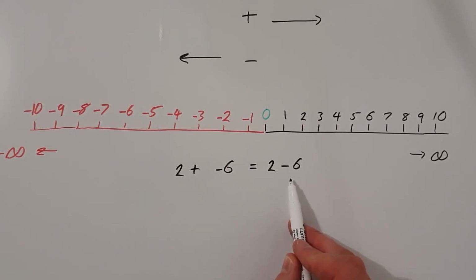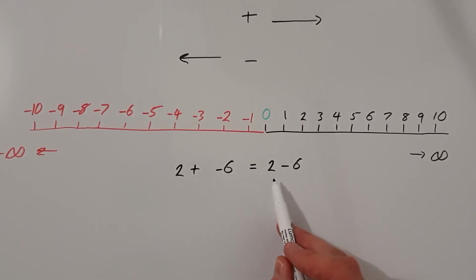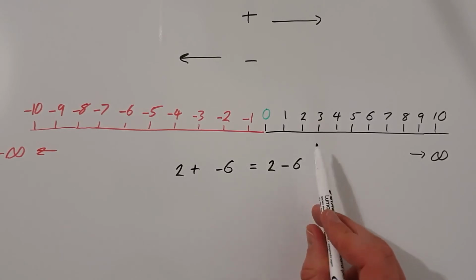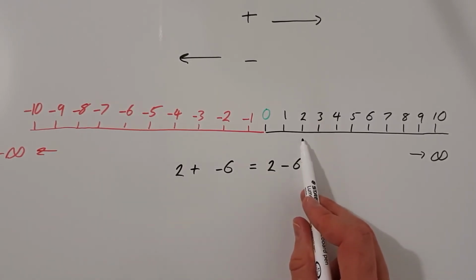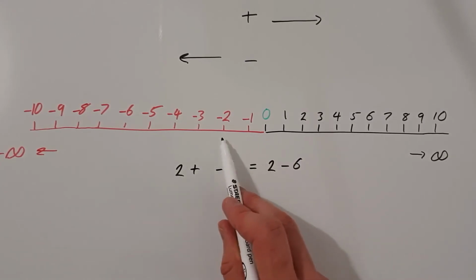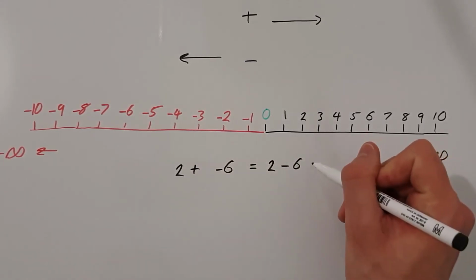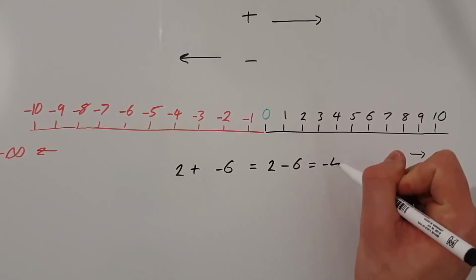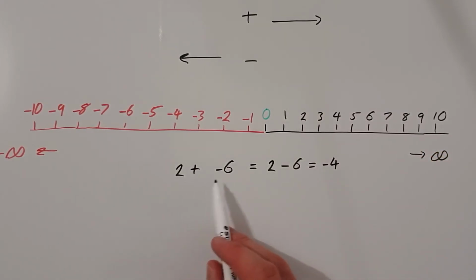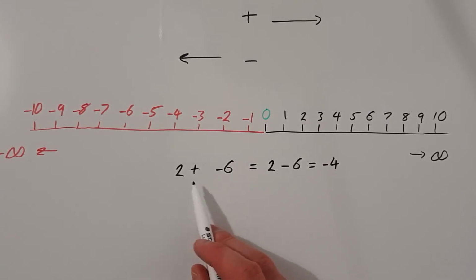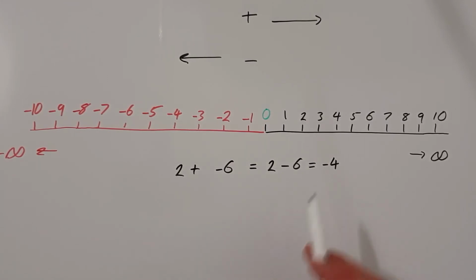And we'll do the exact same thing we did before. So we'll start at number 2 and we'll minus 6 from it. So we'll go to the left of the number line. We'll start at 2 and we'll go 1, 2, 3, 4, 5, 6. And that arrives at -4. So that is our answer to 2 plus -6, which becomes a minus. 2 minus 6 is -4.